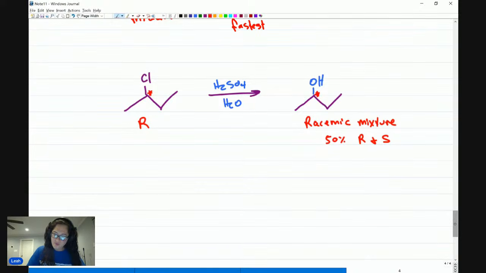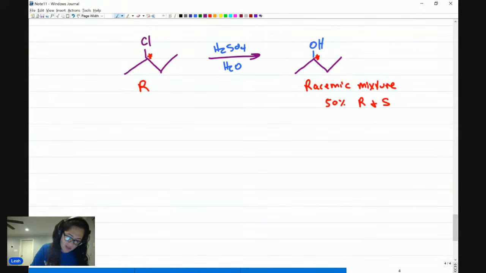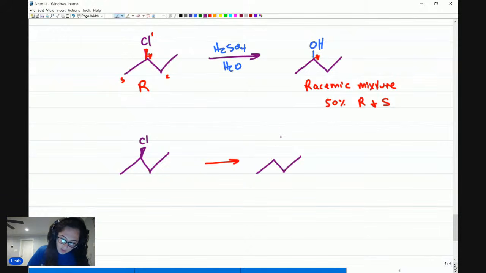And the reason for that is, let me just calculate this real quick. That would be 1, 2, 3, 4 is already in the back. Yeah, this is R if I put it on a wedge. So if I start with this molecule having chlorine on a wedge, when chlorine breaks away and I get my carbocation intermediate, what happened to the stereochemistry?